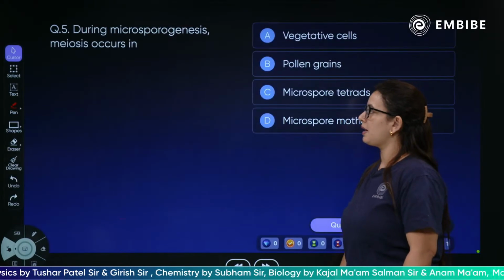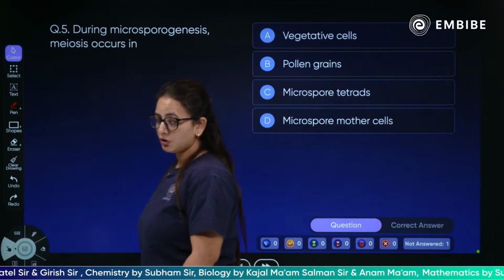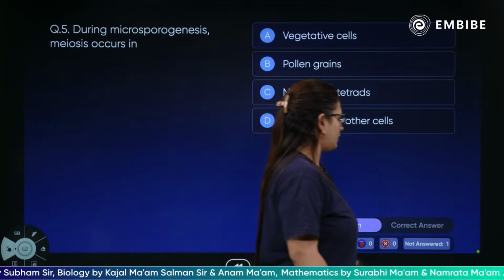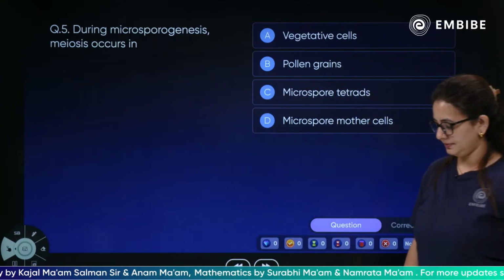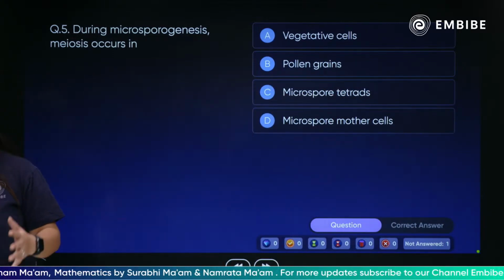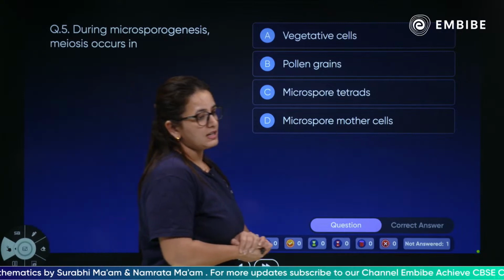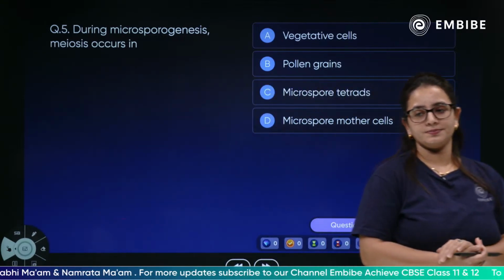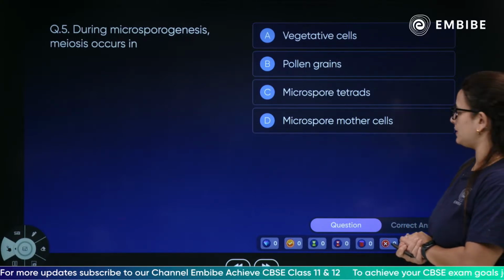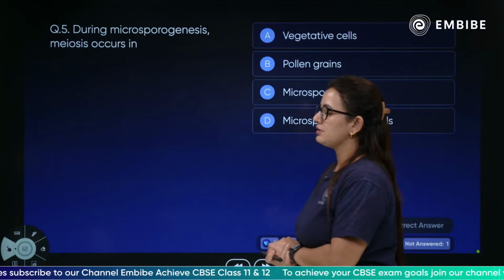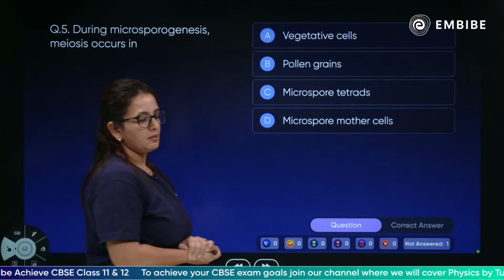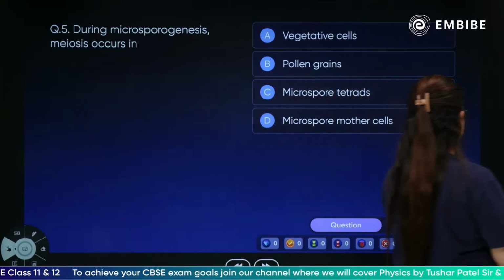Next question related to microsporangium: during microsporogenesis, meiosis occurs in which cells? Which part of the anther is the meiosis occurring in? Vegetative cell, pollen grains, microspore tetrad or microspore mother cell. This is a very simple question. Which part of microsporogenesis undergoes meiosis?